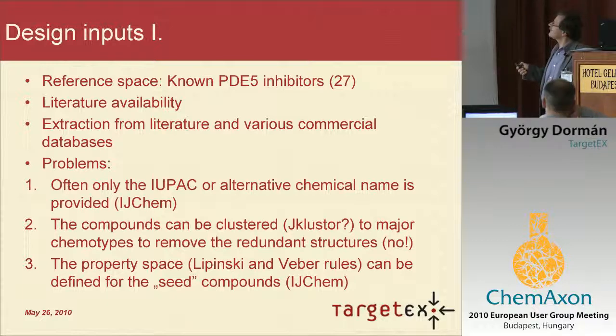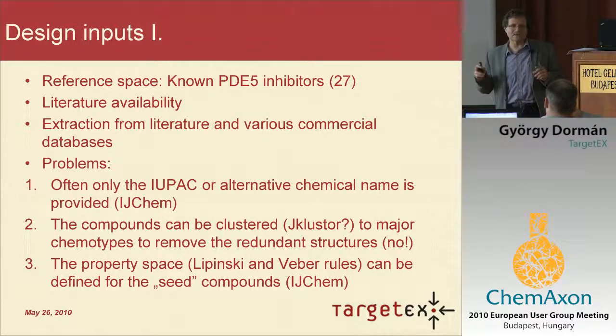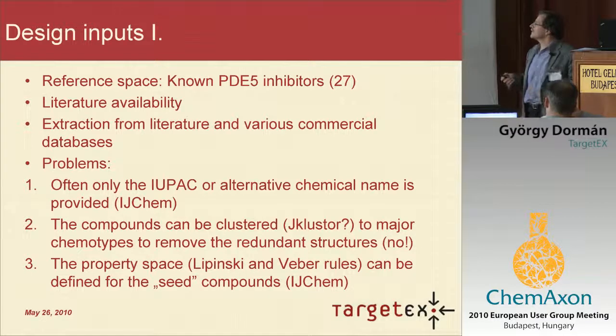So our target is phosphodiesterase E5 inhibitors, and we found 27 seed structures from the literature which were really worth putting into our reference space. The compounds were rather diverse, but some of them were closely related to each other, but it was a good starting point. So we also used the ChemAxon softwares from the early parts of our work.